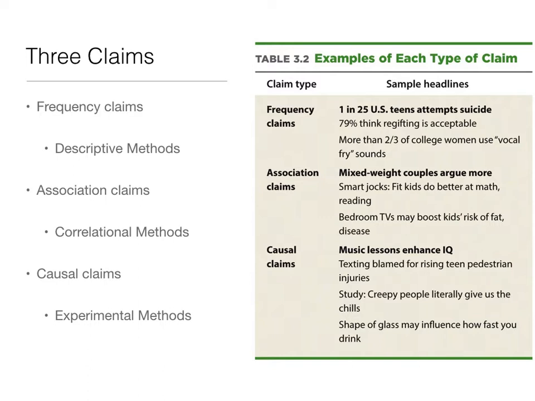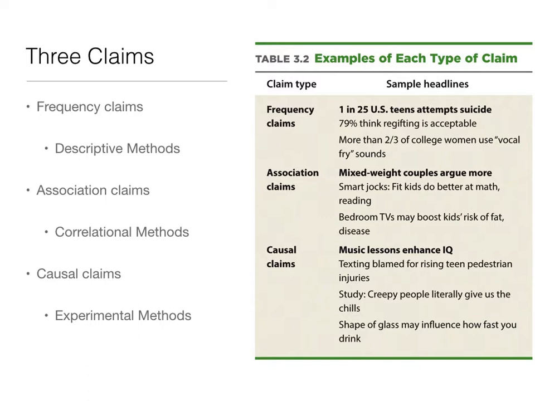And an association claim, they're taking 2 or more variables and they're trying to show relationships between them. So, mixed weight couples argue more. So they're looking at arguments and they're looking at the weight of the couple. Those are two different variables. We'll look at bedroom TVs and children's risk of fat and subsequent disease. Those are multiple variables that they're trying to make an association between.